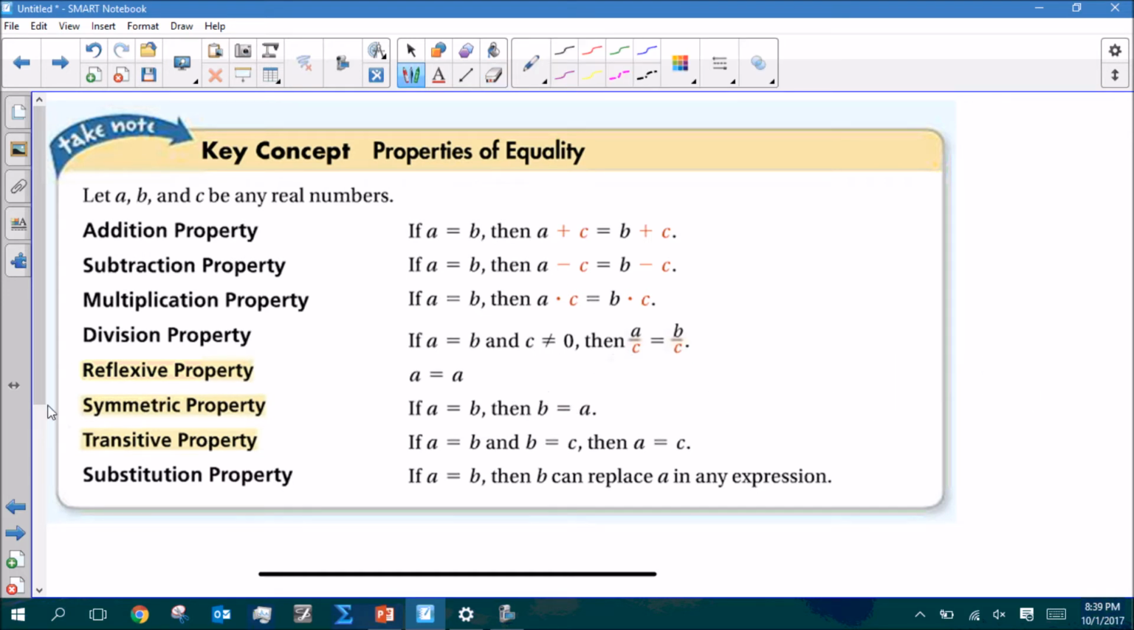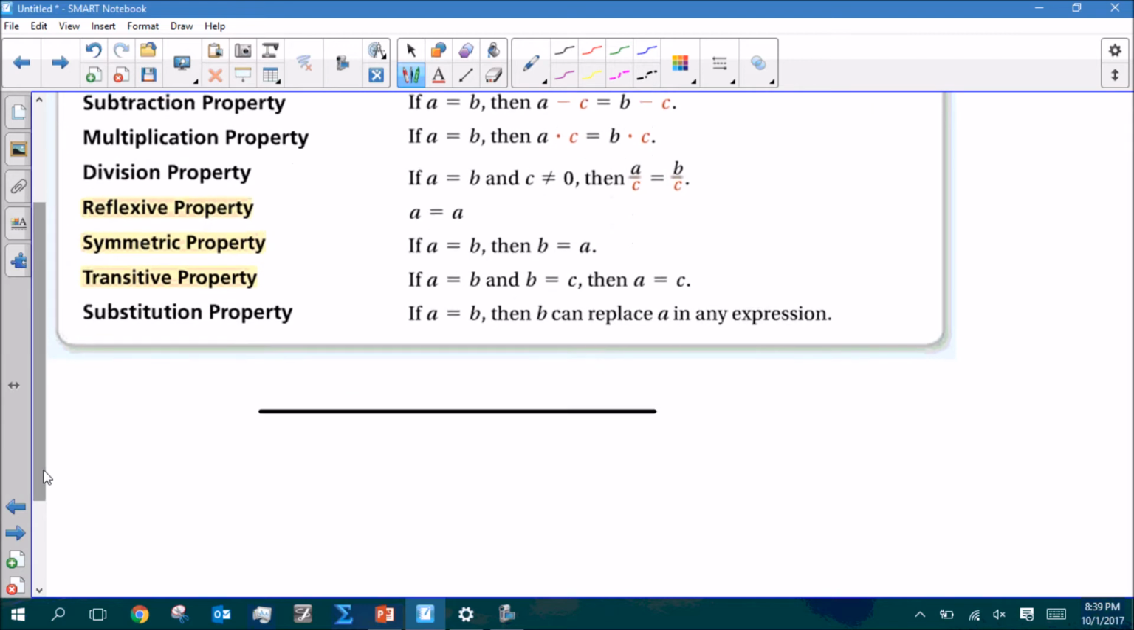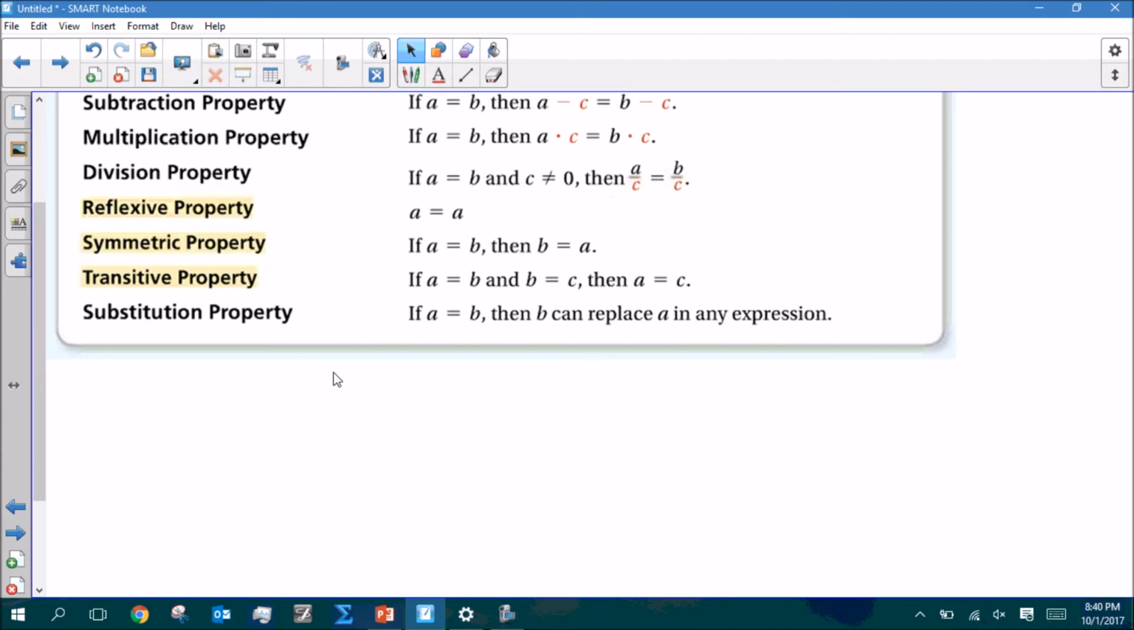Transitive property, this one is probably going to be used quite a bit. It says if A is equal to B and B is equal to C, then A is equal to C. So we've got multiple things going on here, and it's a linking process. It's a linking property that links 2, 3, 4 different things together through equality, and then ultimately you can choose any 2 of those that you want to say that they're equal.